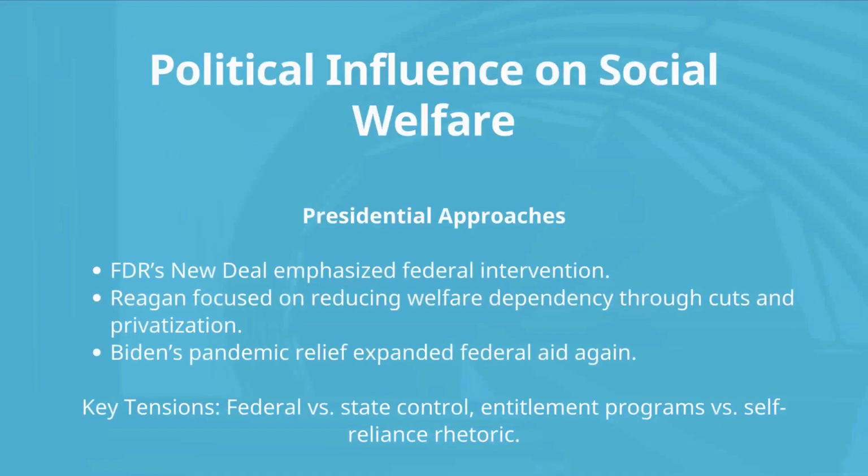Moving on, we're now looking at the political influence on social welfare. Presidents have shaped social welfare policies in unique ways, such as Franklin D. Roosevelt's New Deal, which emphasized federal intervention. We have President Ronald Reagan, who focused on reducing dependency, and President Biden, who expanded aid during the COVID pandemic. Throughout history, debates over federal versus state control and entitlement programs versus self-reliance have shaped the landscape for social welfare in America.